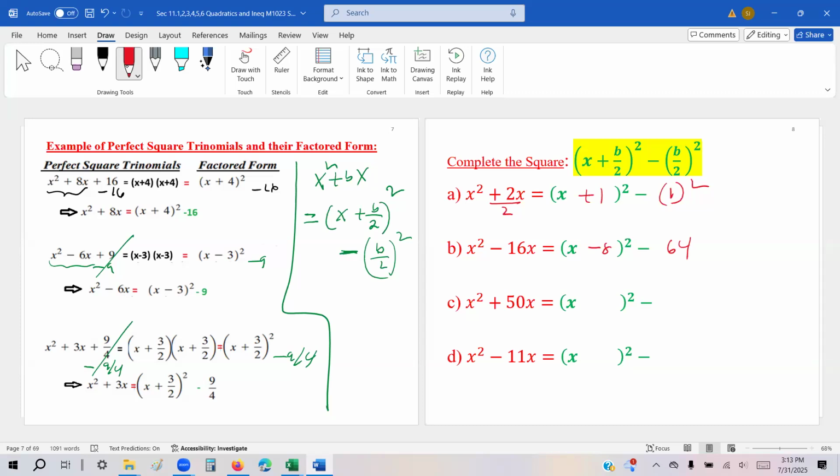Who would like to try C? Is it x plus... What is half of 50? Oh, 25. So 25 goes inside. So that'd be... wait, 625? 25 squared, 625. So it's x plus 25 minus 625. 25 times 25 is 625.